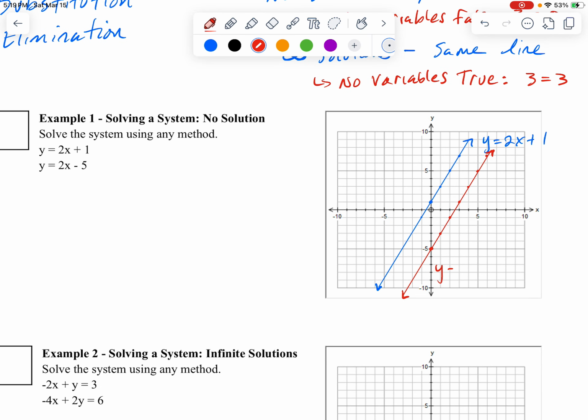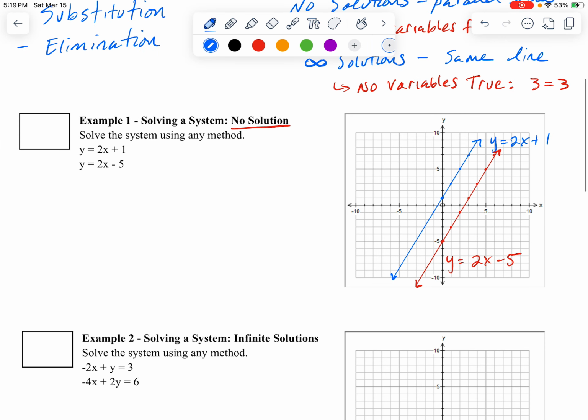So this one is y equals 2x minus 5. So we can already tell that this has no solution. They never cross. These two equations are never going to have any common solution. If we were to do this using substitution, which you could easily do, I'm going to try to divide this up here. We'll do substitution over here.